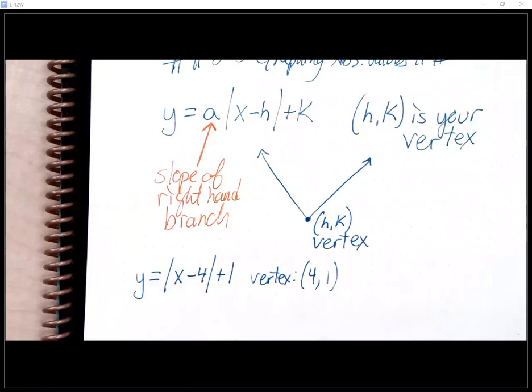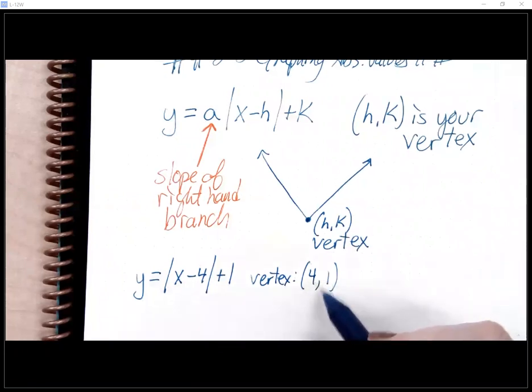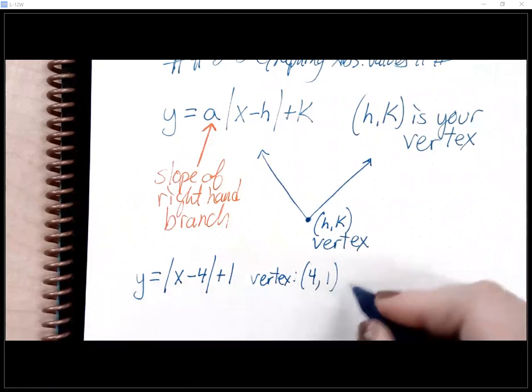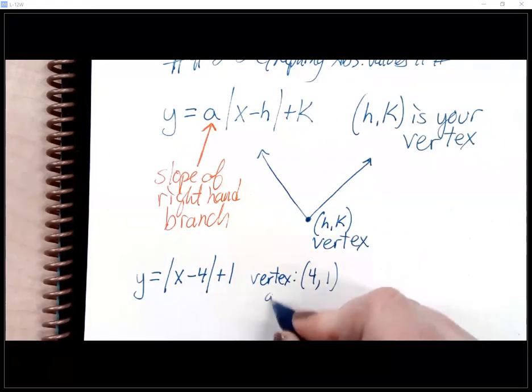So if I were going to graph this thing, I could just put a dot at 4 comma 1, and then on the right-hand branch, I just follow that slope, and then on the left, I just mirror it over. So we'll do that in just a minute. Let's try another one before we do that. I'll just add a equals 1, just so we are aware. Yep, a is definitely a 1 there.